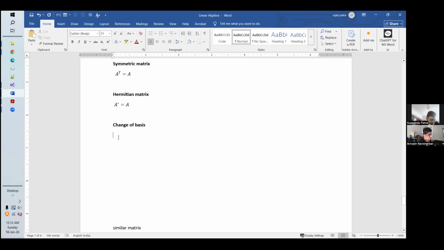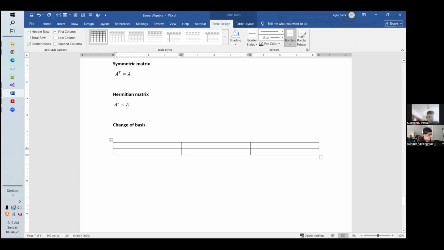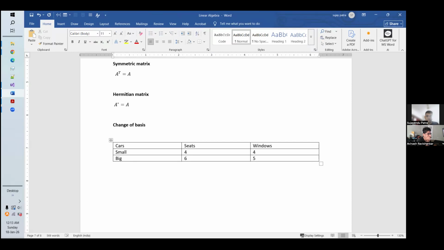Let's take an example. Let's say a car company produces two kinds of cars. There is a small car and there is a big car. So we need to know how many seats and how many windows are there in the car. Let's say small cars are 4-seater, large cars are 6-seaters, and small cars have 4 windows, large cars have 5 windows, something like that. Okay, so this is very simple data.